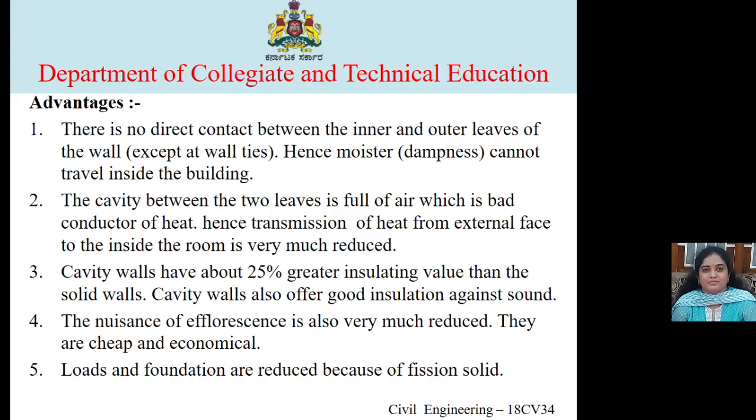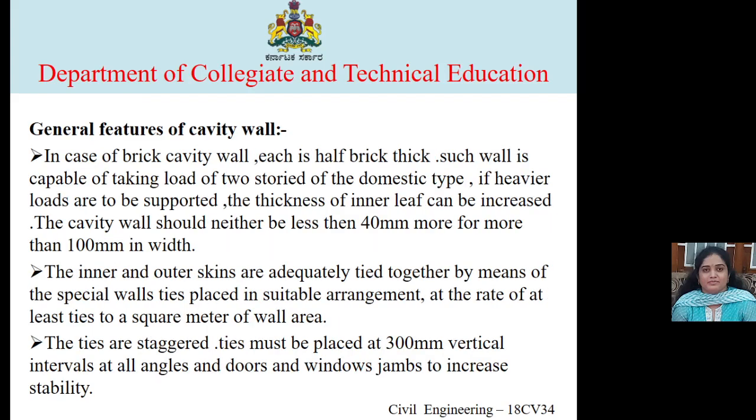Because you are reducing the thickness also a little bit. So what are the general features of a cavity wall? In the case of brick cavity wall, each leaf is half brick thick. Such a wall is capable of taking a load of 2-story of the domestic type. If heavier loads are to be supported, the thickness of the inner leaf can be increased.